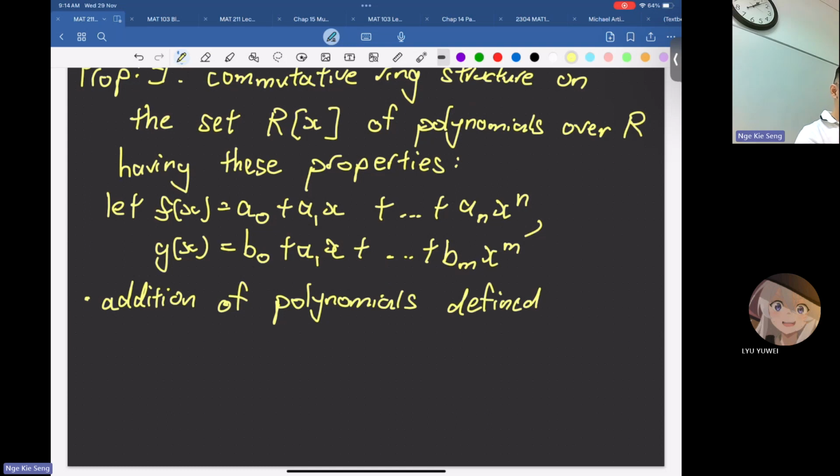Any idea how we add two polynomials together? You want to guess? How do we add f(x) and g(x)? Anyone want to guess how to add two polynomials together?